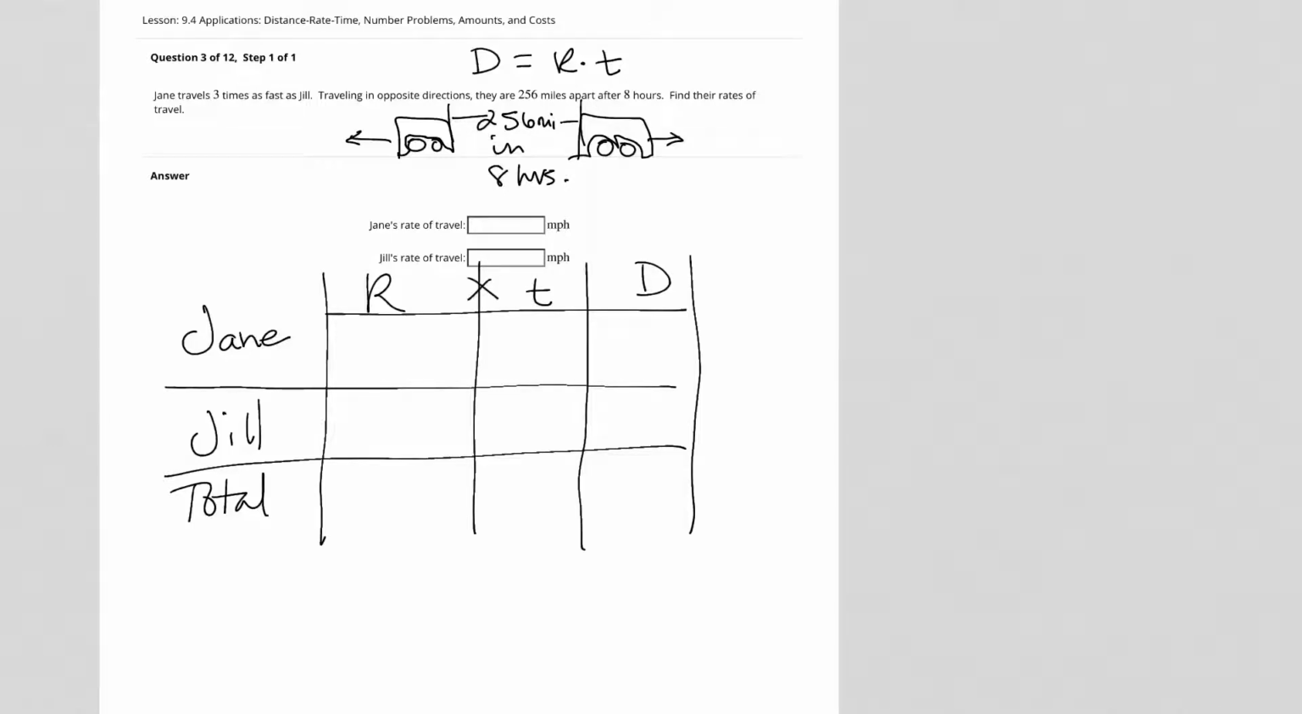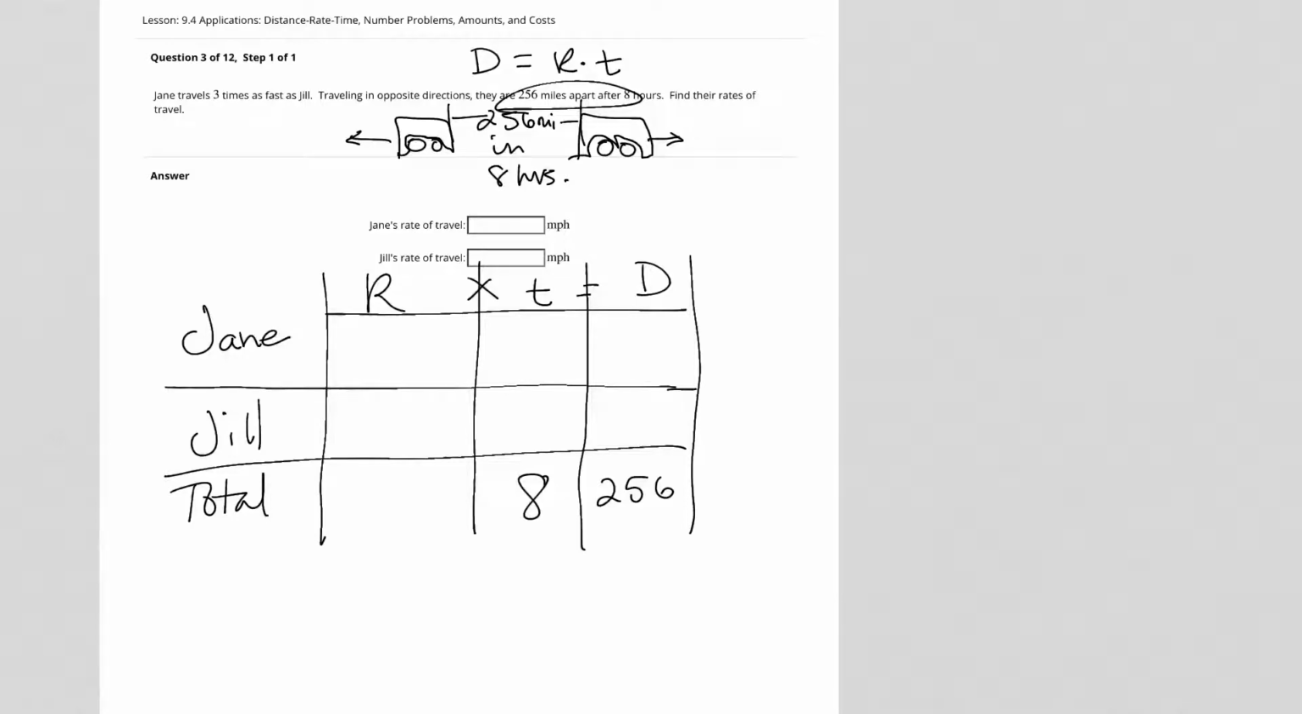So I know that rate times time equals distance. And I'm going to start filling in what I know. All right, so I know that the total distance they travel is 256 miles. So I'm going to put that down here in total. And I know that the total time that they have traveled is 8 hours.